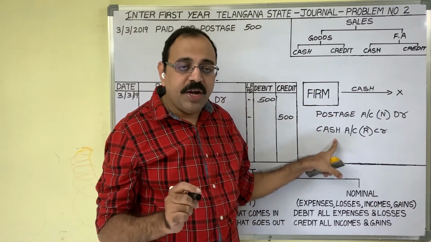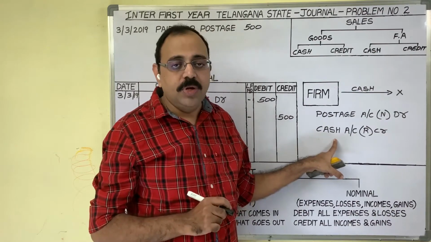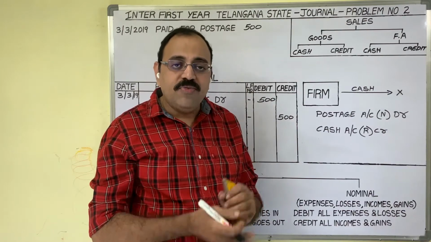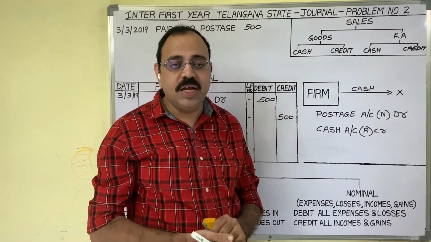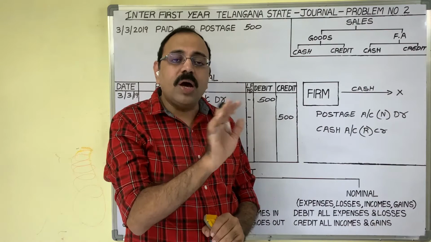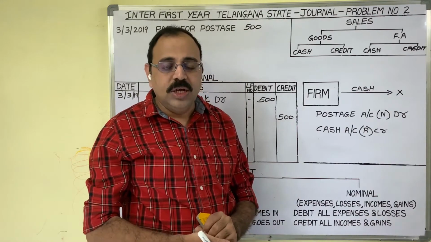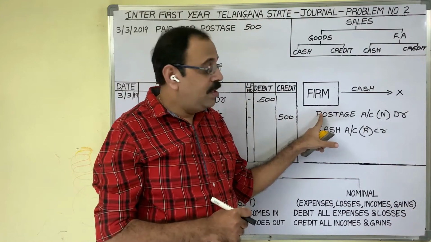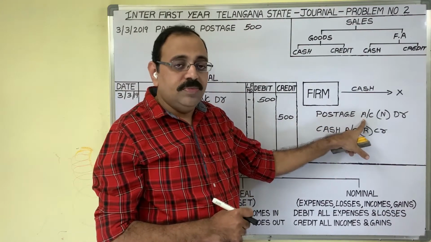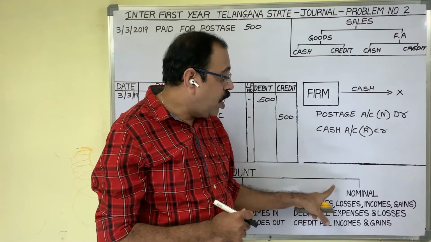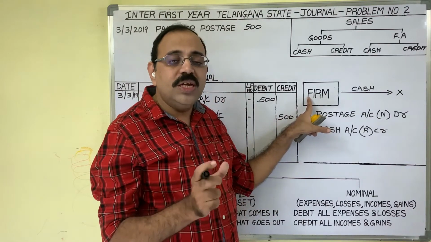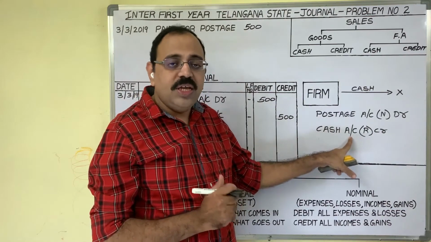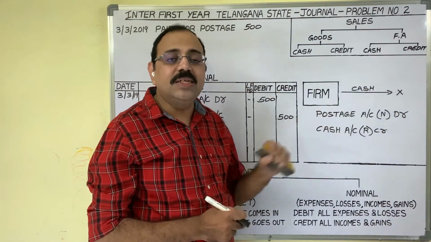In case of expenditure and in case of income, to whom we are paying that expenditure or from whom we are receiving that income, these person names are immaterial to us. We need only the expenditure name or income name. Postage account is a nominal account because to the firm, postage is an expenditure. Cash account is a real account because cash is an asset.